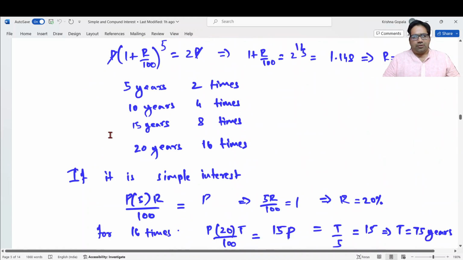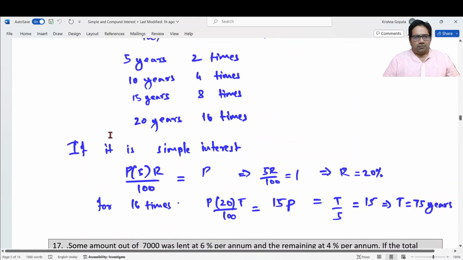Okay. If in 5 years the amount has to double, then what is the interest rate for simple interest? P into T, which is 5 years, into R by 100 is equal to P. Interest also should be equal to P, then only it will become double, right? Interest plus principal will become 2P. If the total amount has to become 2P, then interest has to become P. That means the interest rate is 20%.